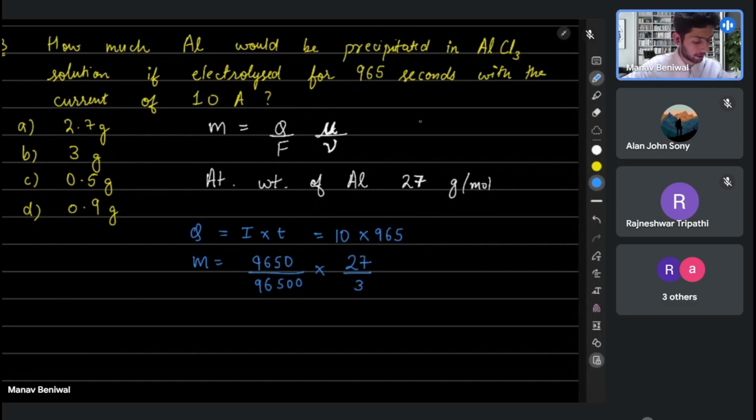Because here in AlCl3, aluminum is in plus 3 state, right? So this is plus 3, chlorine is minus 1, and we have 3 to balance out the charge. Correct? So this simply gives us 9 over 10, or 0.9. So the answer will be D.